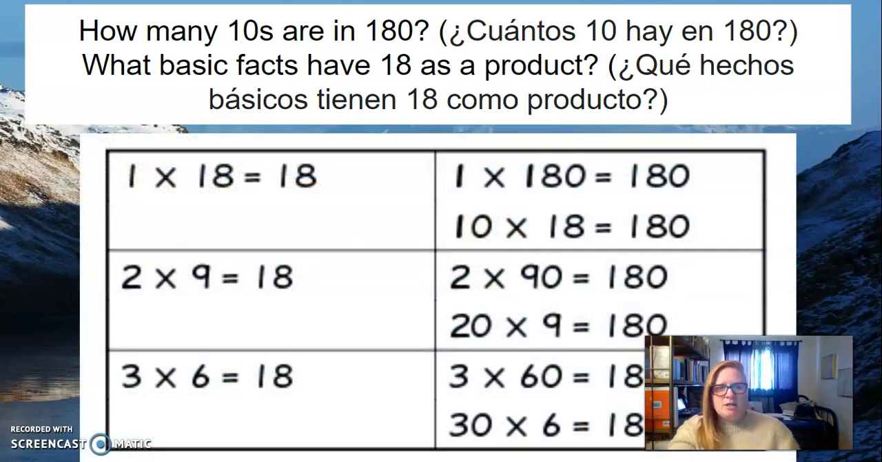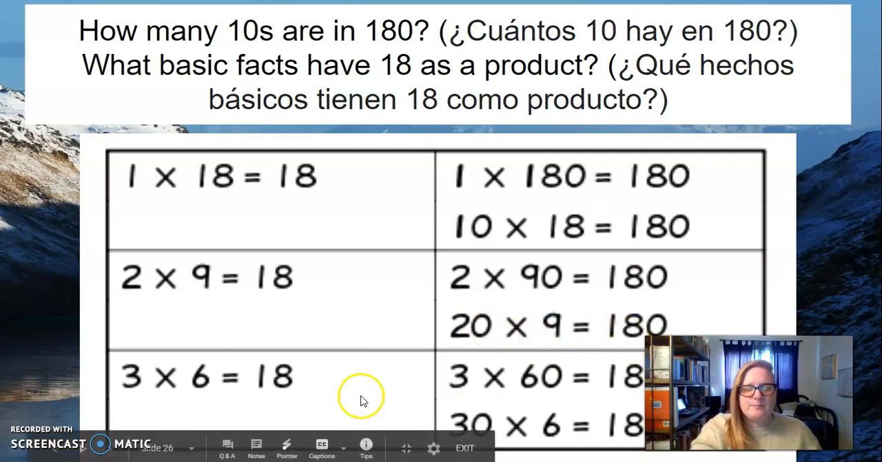What basic facts have 18 as a product? They're all right here. So we have 1 times 18 equals 18. To make it 180, you could put the 0 either behind the 18 or you could put it behind the 1. So 1 times 180 equals 180. 10 times 18 equals 180. 2 times 9 equals 18. So that means 2 times 90 equals 180, or 20 times 9 equals 180.